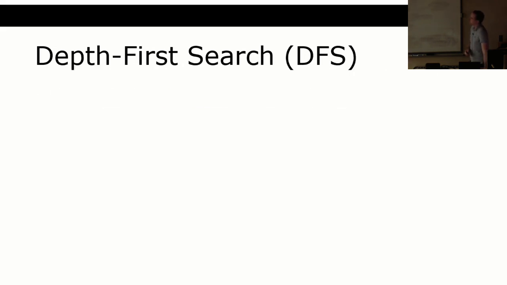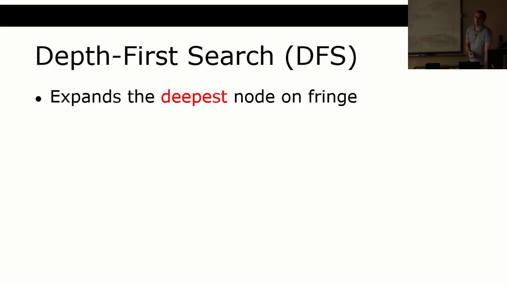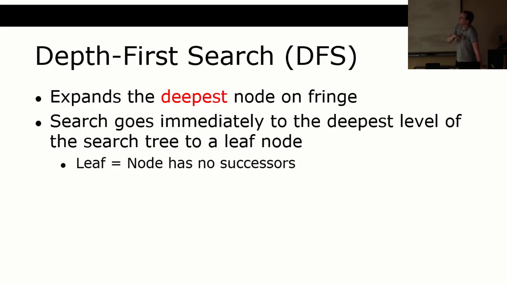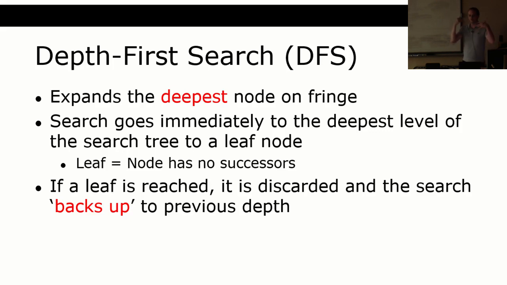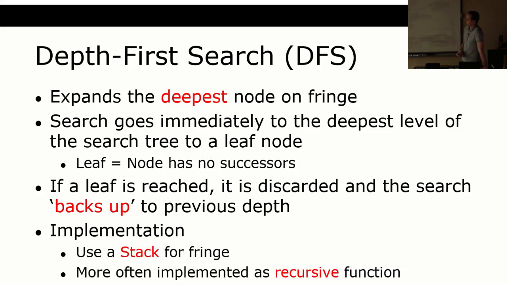Depth first search. Instead of expanding the shallowest or oldest node in the fringe, it is going to expand the deepest node in the fringe. The search goes immediately to the deepest level of the search tree, to a leaf node, and remember a leaf node is one that has no successors. And then if you want to visualize depth first search in your head, once a leaf is reached, it is discarded, and then the search goes back up a level to search the rest of the children. So it goes down until it can't, then it goes up, then it goes down, then it goes up, then it goes down. And so the implementation of depth first search is to use a stack for a fringe.